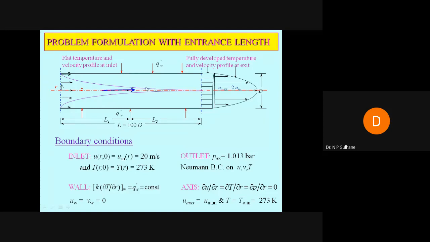And that is what the problem formulation for this entrance length is. So then what are the boundary conditions applied here? Number one, inlet boundary condition. Here it will not be fully developed. We have written there del U by del R, del U by del Z is 0. But here you cannot write that because that profile is not constant.